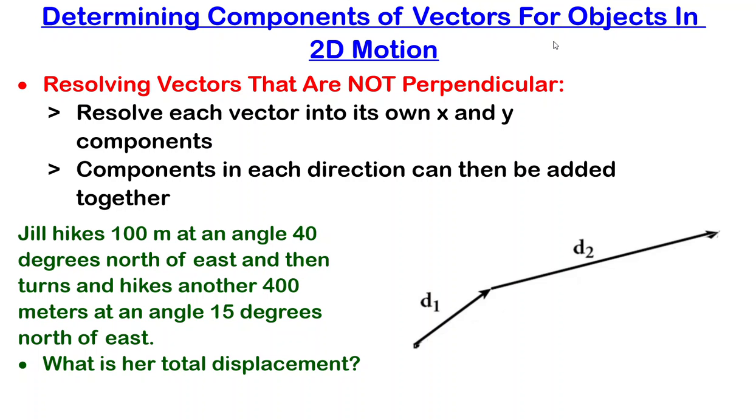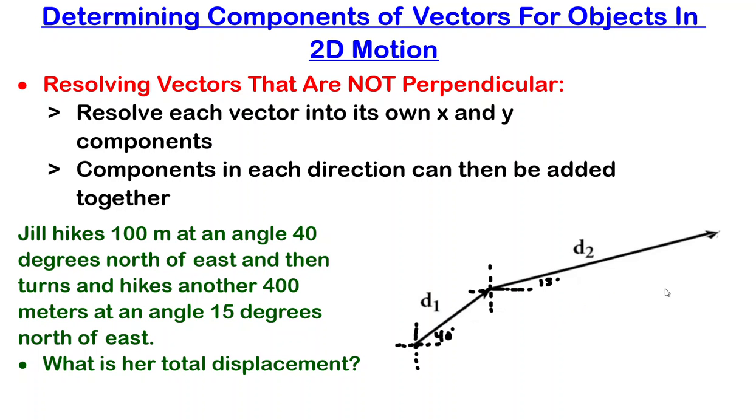Hey Wildcats, so this is Unit 7 focus question number 1 when we're looking at vectors in 2 dimensions. In this set of notes we're going to talk about what happens when we don't have perfect right angles. So in this scenario, Jill hikes 100 meters at an angle 40 degrees north of east, so that's going to be 40 degrees right here, and then stops and hikes another 400 meters at 15 degrees north of east.